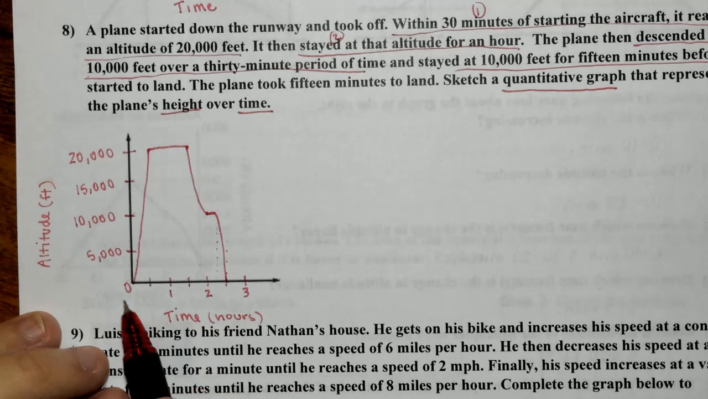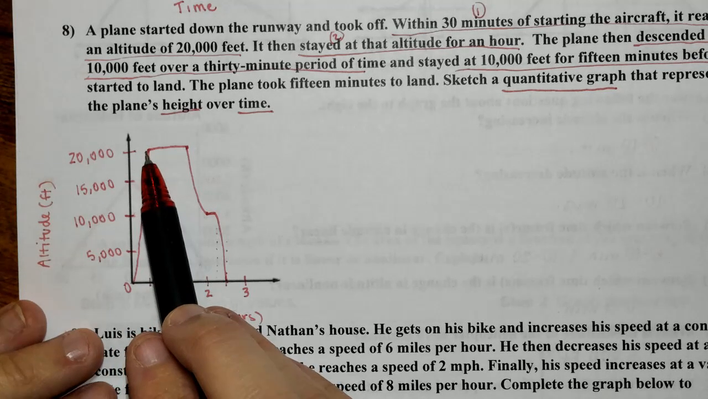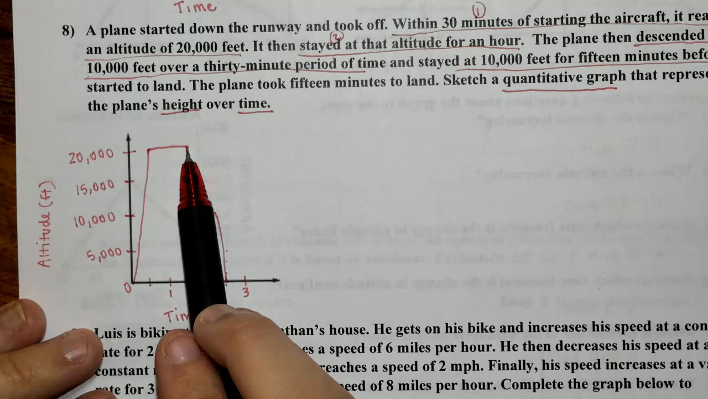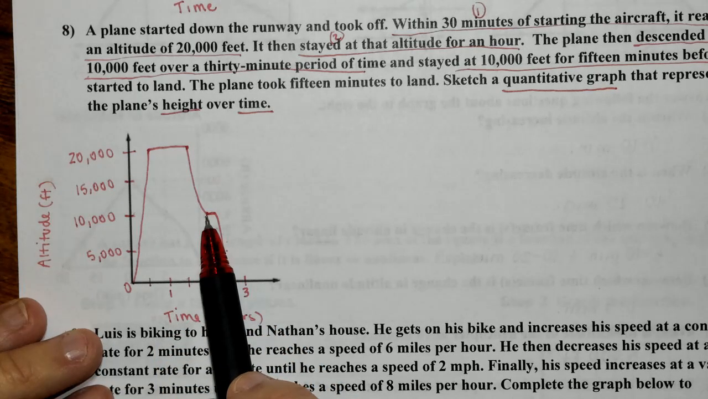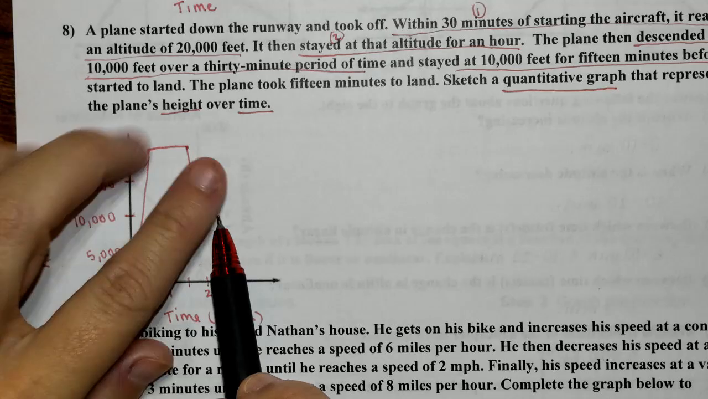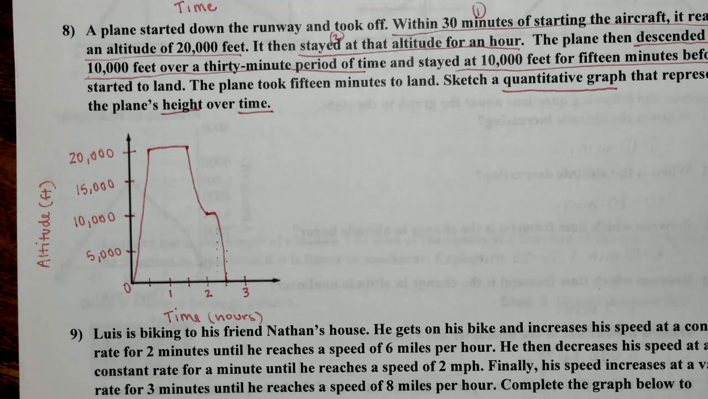I think that's everything. Let's double check. So within 30 minutes, it's hit 20,000 feet. It then stayed there for an hour. It then descended to 10,000 feet over 30 minutes. It stayed there for 15 minutes, and then it took 15 minutes to land. So yeah, that's what that one should look like.